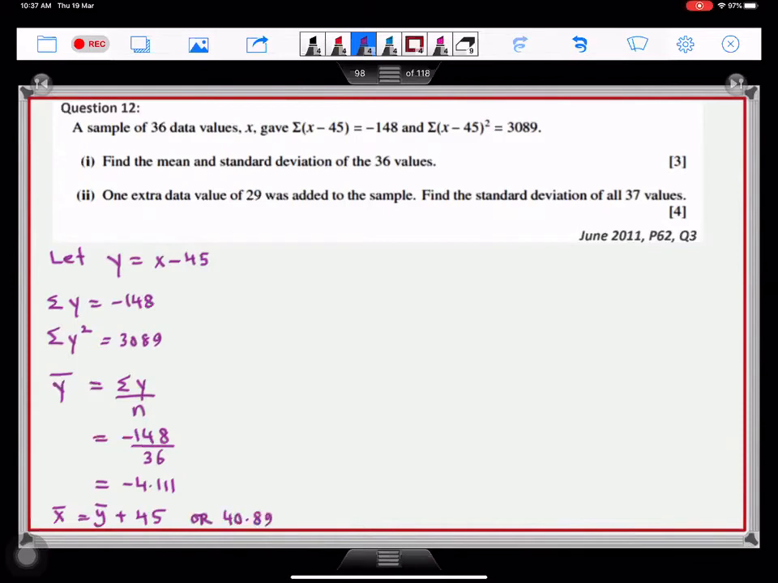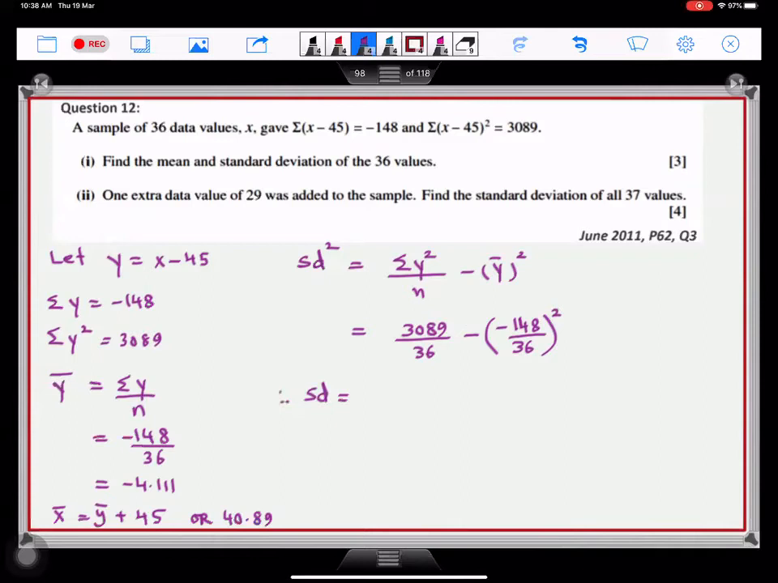Okay, what else? Sigma x minus 45 whole square is this, and they are looking for the standard deviation. So the standard deviation square is sigma y square over n minus y bar square, under root. 3089 divided by 36 minus, I think it is better to use the fraction, 148 over 36 square, and then let the calculator do the final calculation. Therefore, SD is this thing.